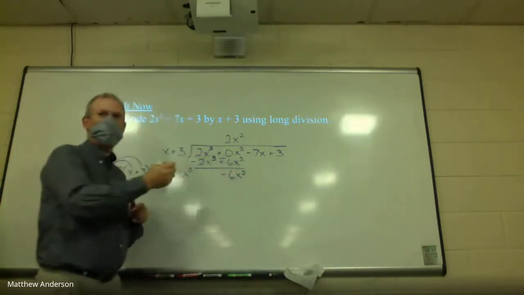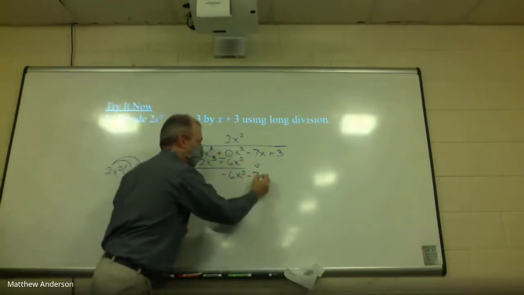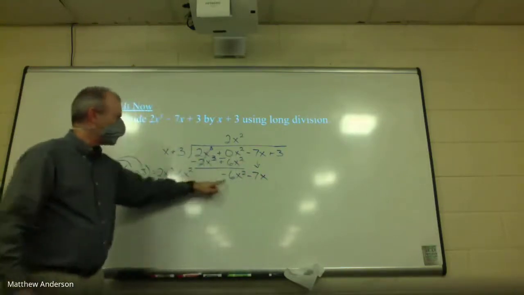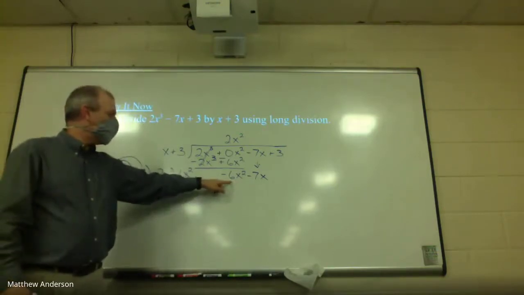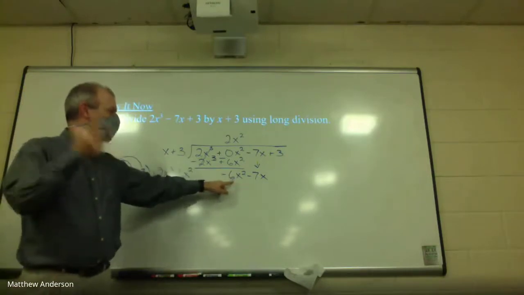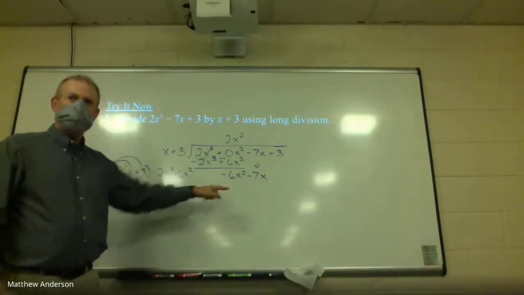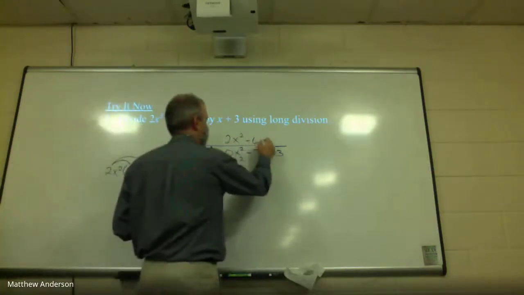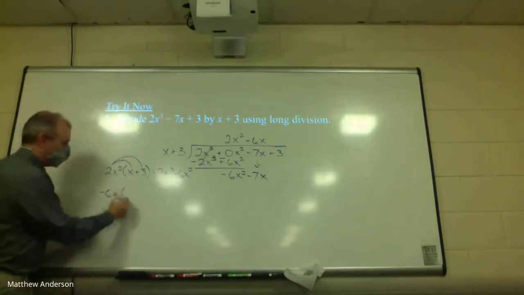And then bring down the next term. So minus 7x. So now our goal is to cancel this one out. So what do we have to multiply x by to make it equal to negative 6x squared? Negative 6x. Perfect. Negative 6x. So let's go over here and let's do that. Negative 6x times x plus 3.